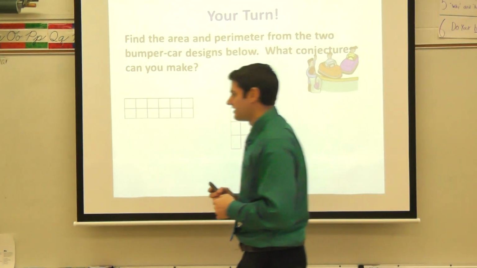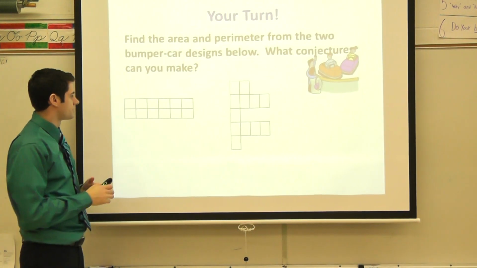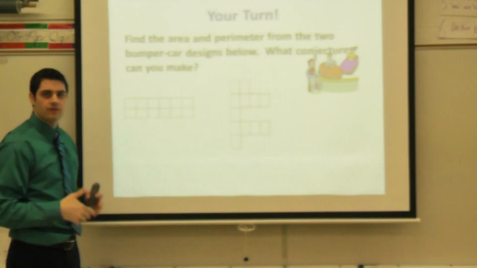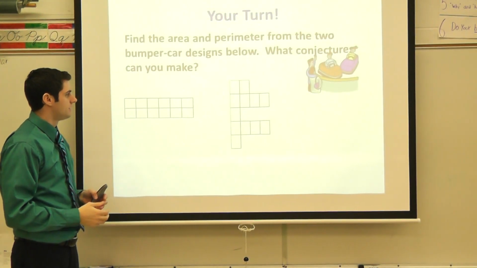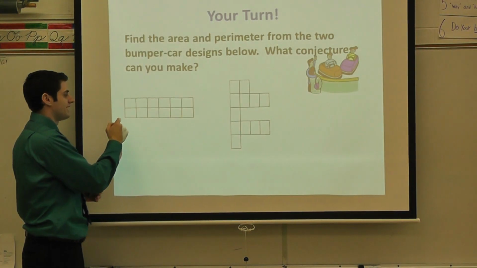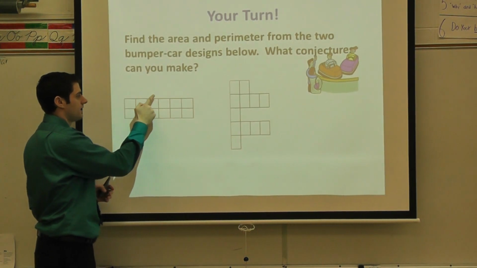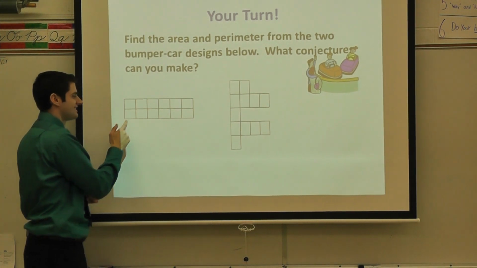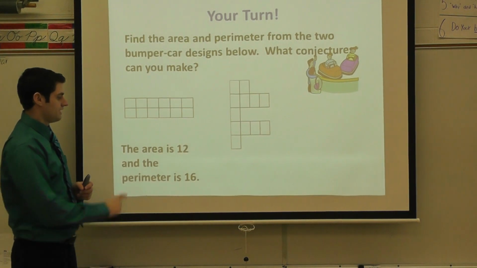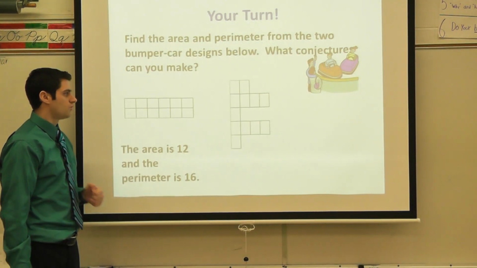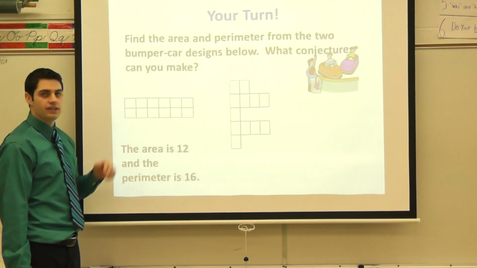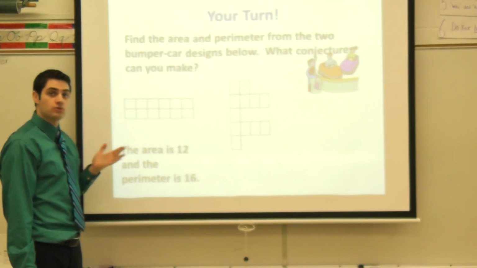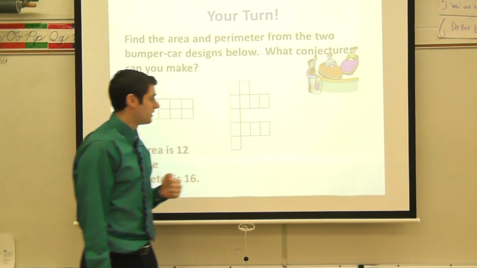Okay, let's start with this one here. We're going to find the area first. I'm going to count the inside. 2, 4, 6, 8, 10, 12. So the area of this design is 12. Let's find the perimeter. I'm going to start on the left-hand side. 1, 2, 3, 4, 5, 6, 7, 8, 9, 10, 11, 12, 13, 14, 15, 16. So in this first one, our area was 12 and the perimeter was 16. Again, I counted the inside for area and around the outside for perimeter, so in this design I have 12 as my area and 16 as my perimeter.